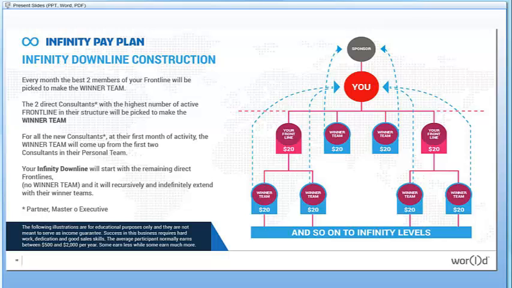Let's just get 2, let's get 4, let's get paid, let's see the money, how it's coming, how it's earned, and then we can move on. But because this is a little bit more intensive training, and some of us want to know a bit more than others, I wanted to share that verbiage. So the 2 direct consultants with the highest number of active frontline in their structure will be picked to make the winner team. So this is changed every month. Every month it will change. So 2 people were given to our sponsor, the 2 people from the winner team.